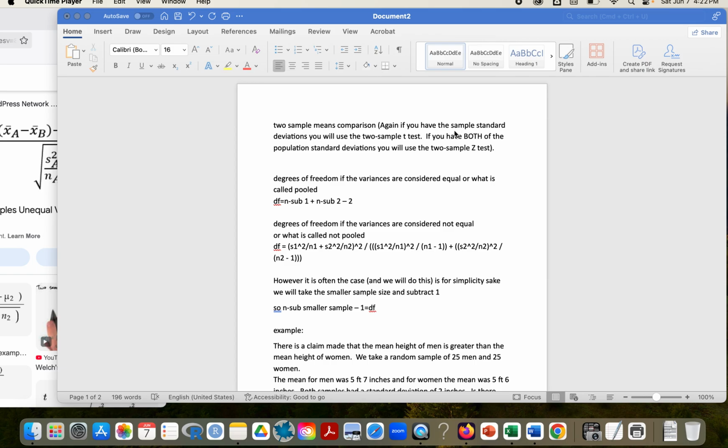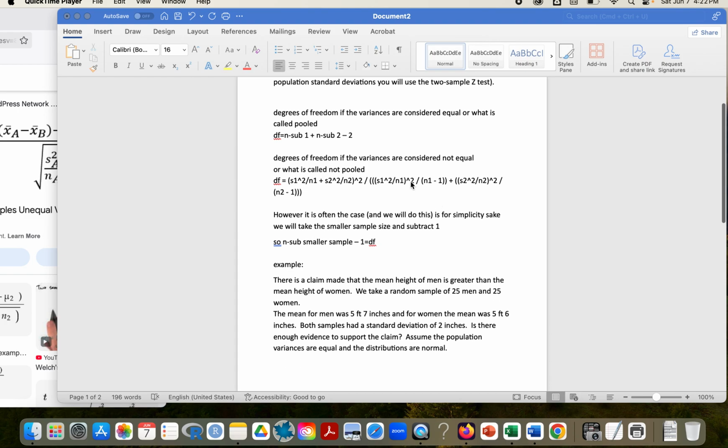If you have the sample standard deviations, you will use the two-sample t-test. And an aside here, even if you just had one of the two standard deviations being a sample standard deviation, you would run the t-test. You have to have both population standard deviations in order to be able to run the two-sample z-test.